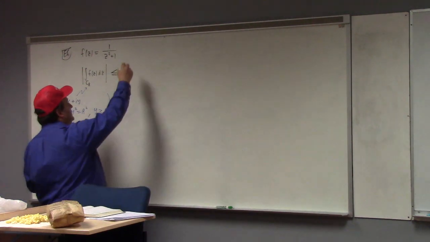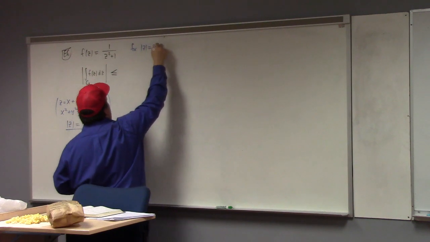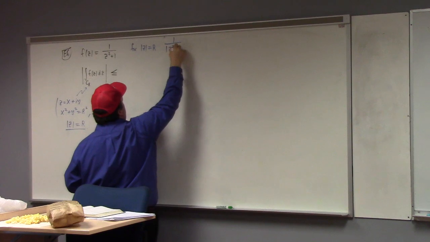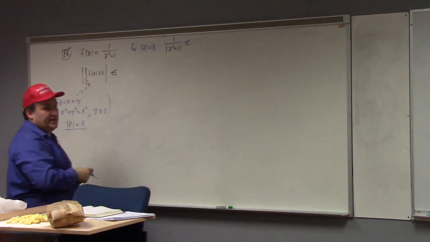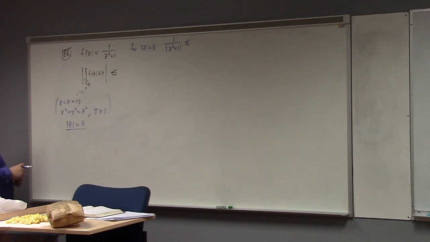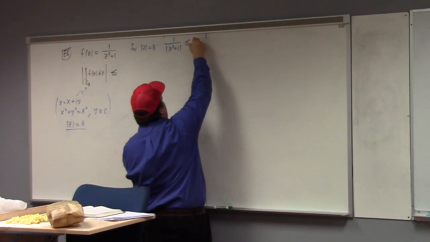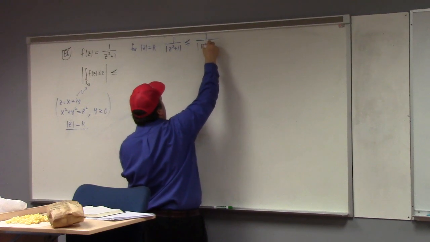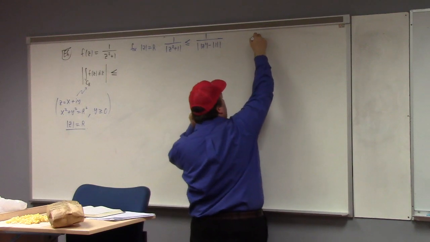So the question then is, for modulus of z equals r, if we look at 1 over the modulus of z squared plus 1, can you guys give me a way to make that, what can we put above that? So we can replace the denominator with the absolute value of the modulus of z squared minus the modulus of 1. So here's something you should know about.